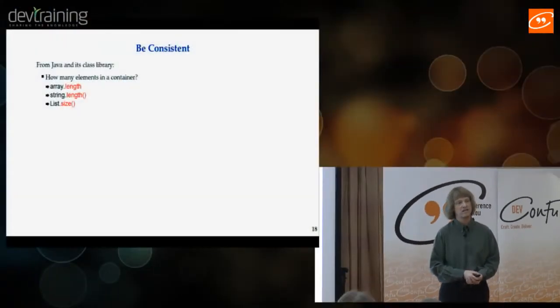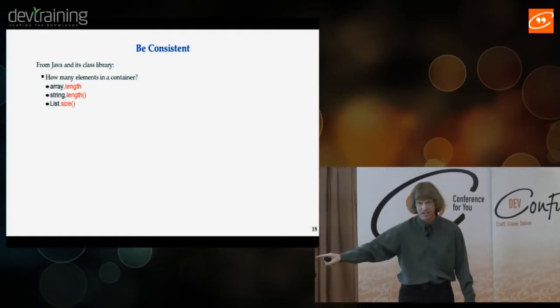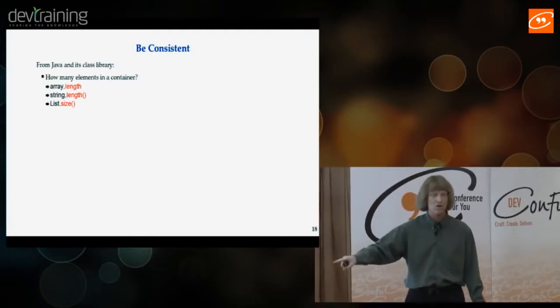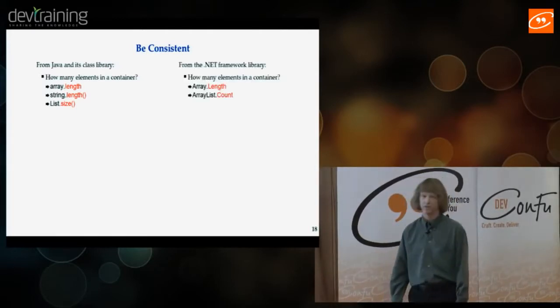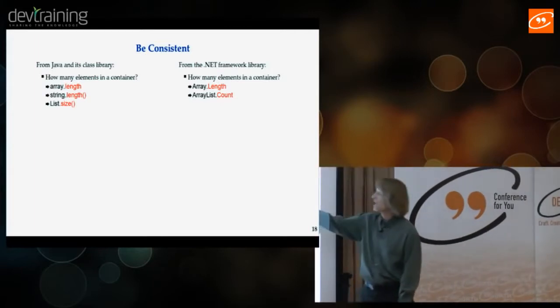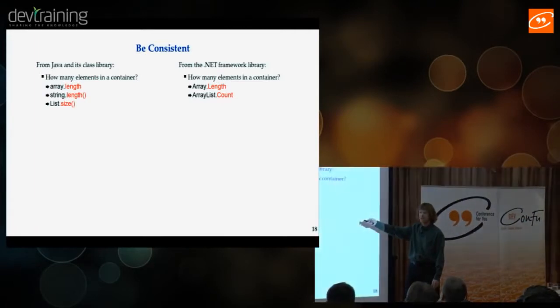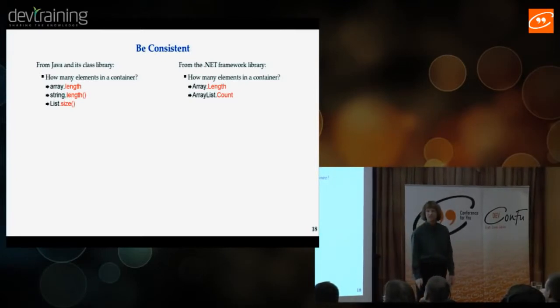Microsoft looked at this when they were working on .NET. Microsoft said, that's so stupid. We are not going to have three different ways to get the size of a container when we write .NET. We are going to be different. We're going to have two ways to do it. So if it's an array, we're going to have a length property. If it's an array list, we're going to have a count property. Because, I mean, two is better than three, right?